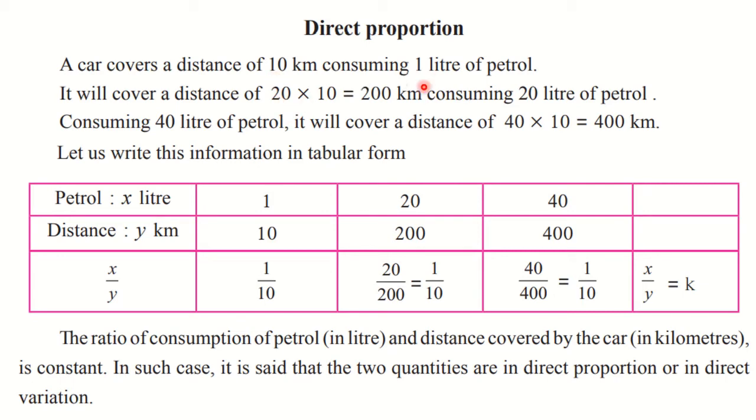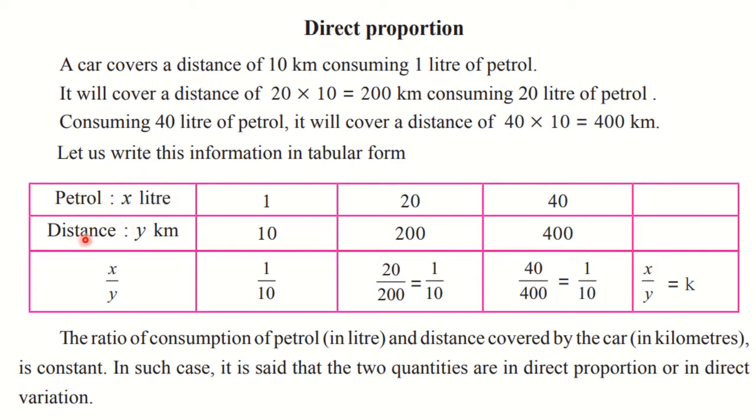20 liters, 200 kilometers; 40 liters, 400 kilometers. So as the liters of petrol are increasing, at the same time the distance also is increasing. So when the second quantity increases as the first quantity increases, then this is called as what? Direct proportion.